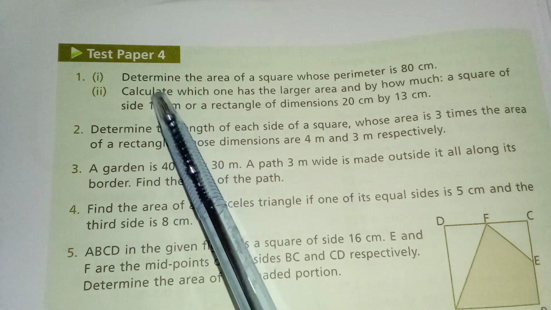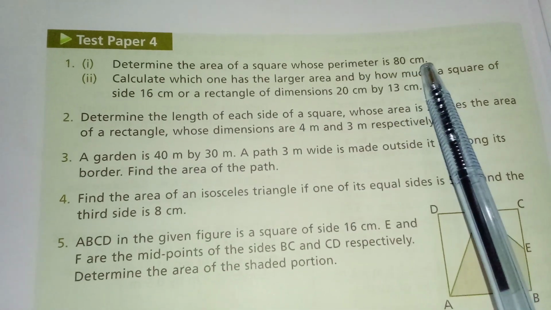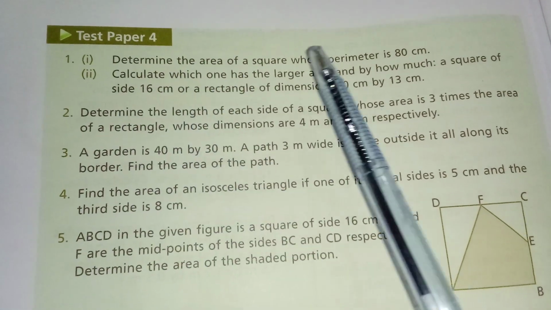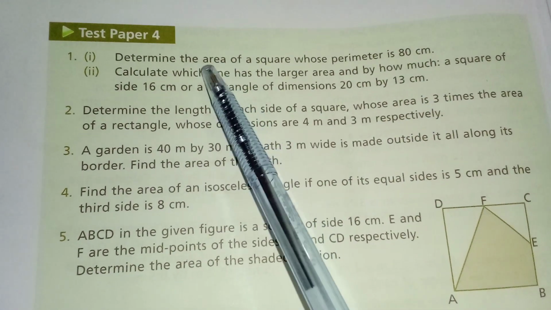Question number 1 is determine the area of a sphere whose parameter is 80 centimeter. So students, question number 1 is your homework, part number 1 and 2. In part number 1, the parameter of a sphere is given. You have to find the area of a sphere.